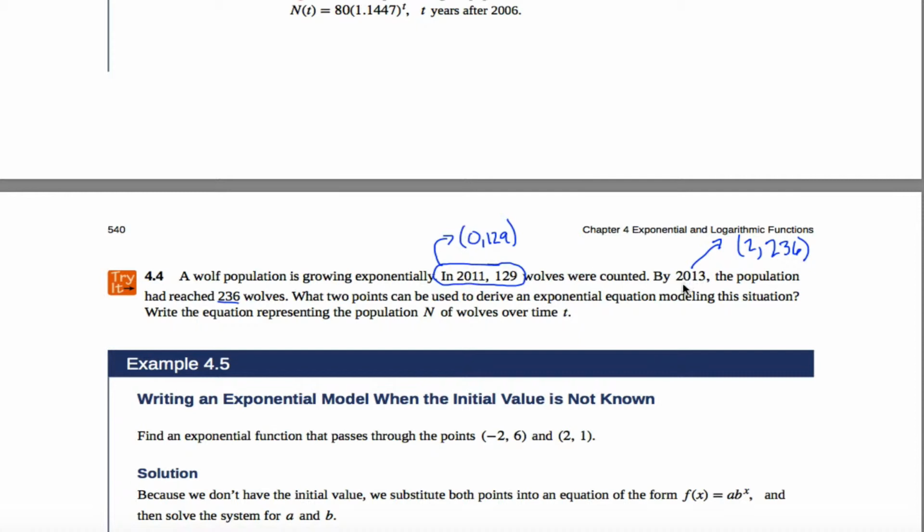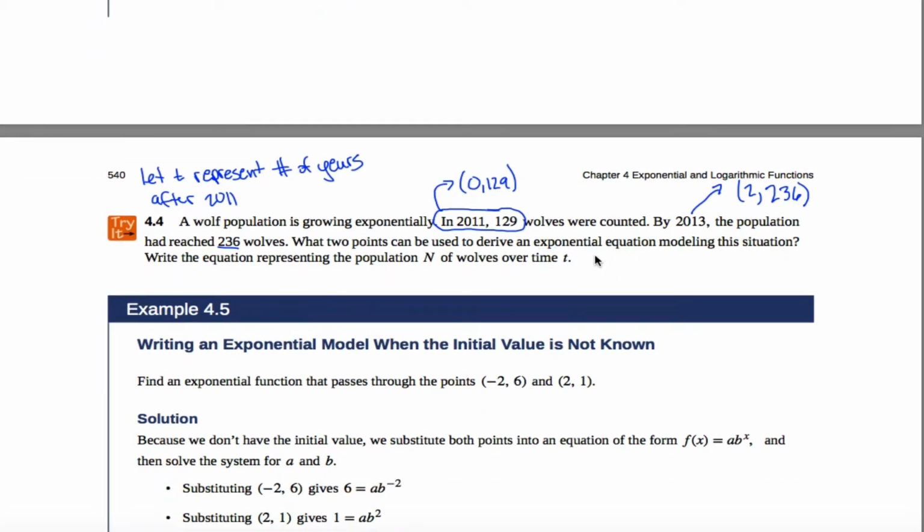Well, yes, if t represents the year, but there's no reason t has to represent the year. We can just say, let t represent the number of years after 2011. And if that's how we define t, then t equals 0 here, and t equals 2 here. And now that you have these two data points, you can take it a little bit further, but actually when I'm rereading this, I don't think it asks you to. It just asks what 2 points can be used to derive an exponential equation modeling this situation. Oh, and then it does ask you to write the equation. Okay, so we can do this.